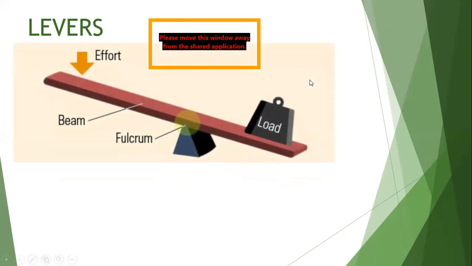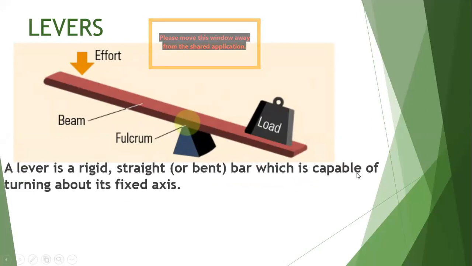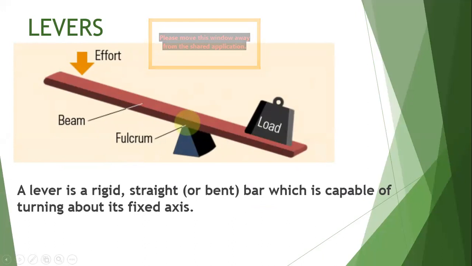Let's start with the first type of machine in our syllabus, levers. So basically, what is a lever? We had already studied levers in the principle of moments. If you try to define a lever, it is a rigid, straight, or sometimes bent bar.